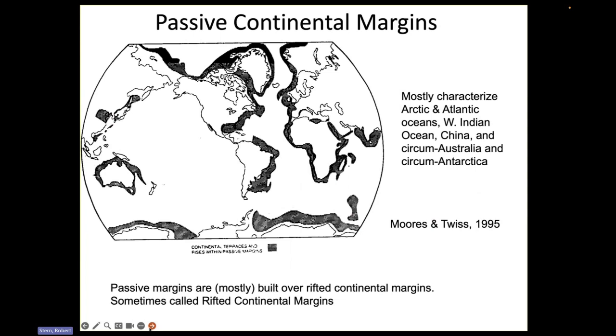So here are the passive continental margins. They face the Atlantic. They're around Australia, around Antarctica, around the Arctic. Very few are around the Pacific. These are regions of intense economic interest because of oil and gas. Most of the on-land deposits of oil and gas have been found, but there are tremendous resources in passive continental margins. We know that in Texas because of the Gulf of Mexico.